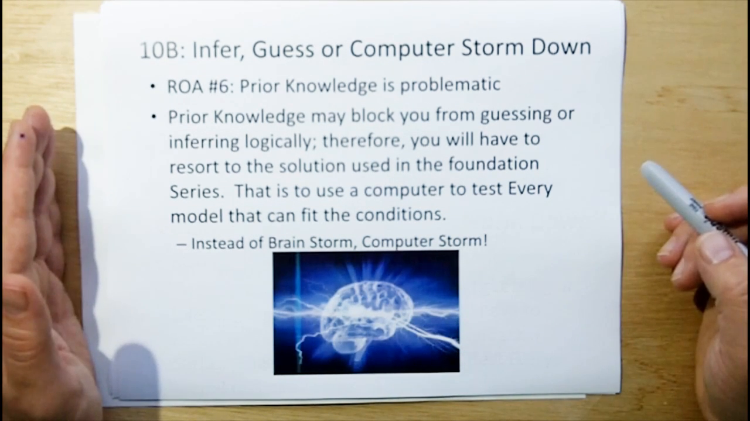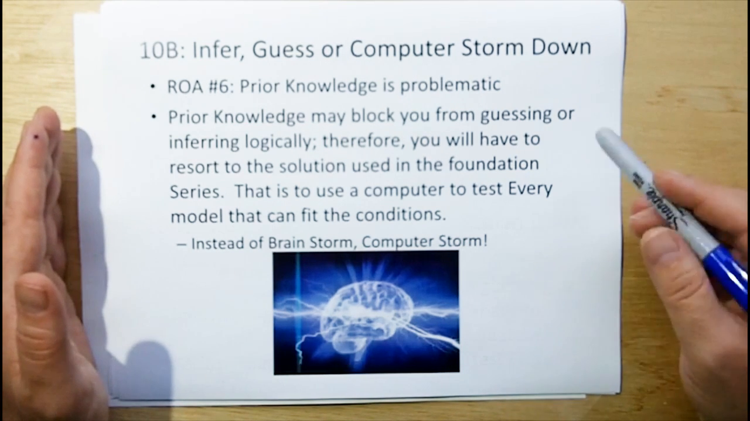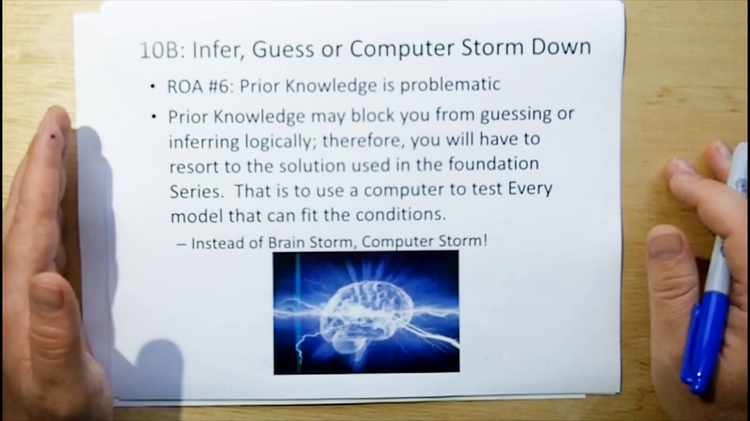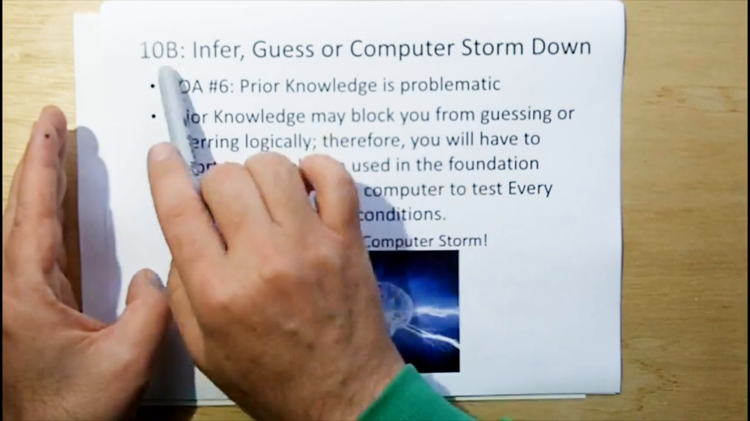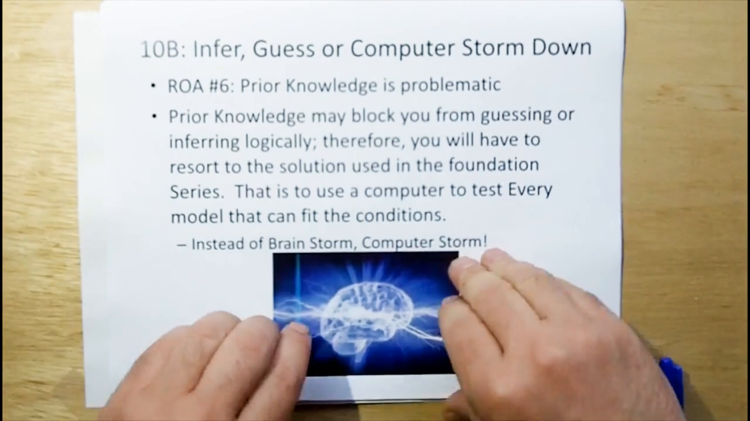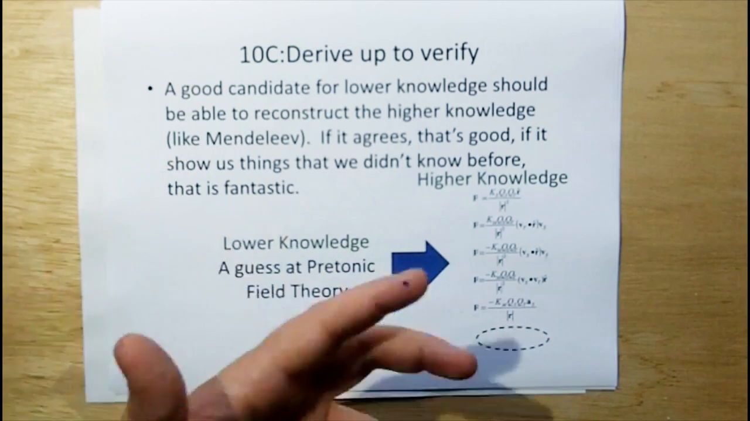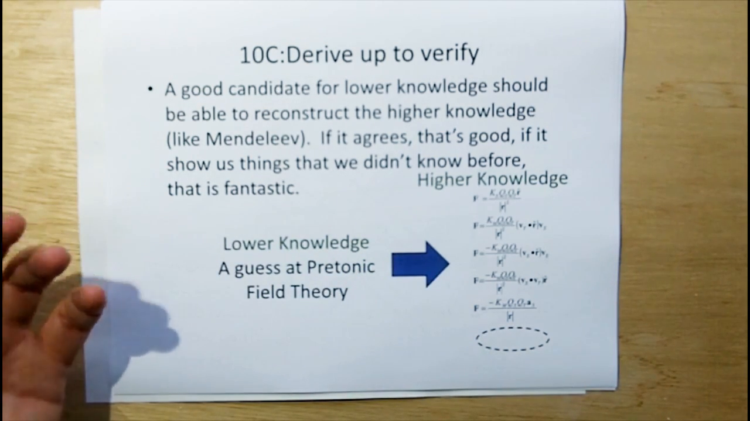Okay, and so instead of brainstorming down, because our brains are limited, computer storm down. Use a computer. The computer doesn't care how many thousands of iterations you want it to do. It'll just chomp through it. It doesn't have a union, at least not yet. So 10b: infer, guess, or computer storm down the echelons. That's the way to go down. And then once you come up with many solutions, there could be more than one solution. That's also what we found in the Foundation series.